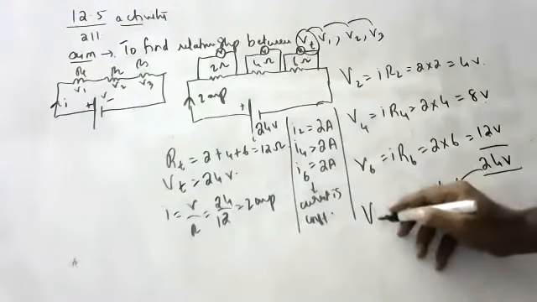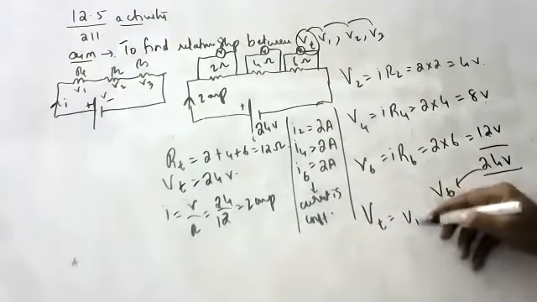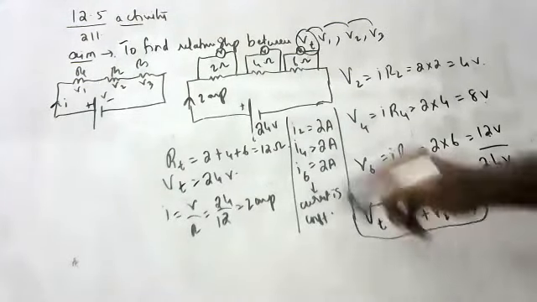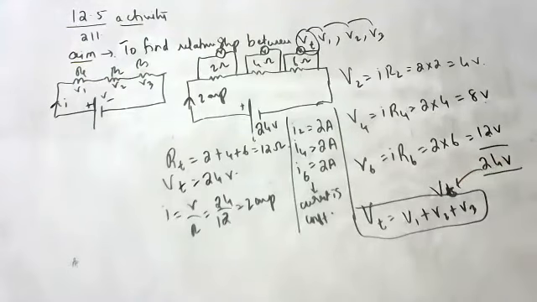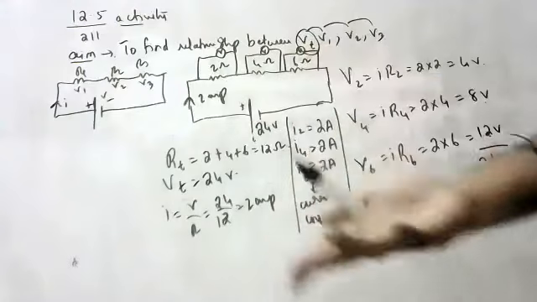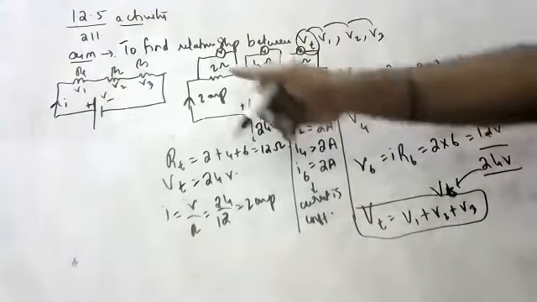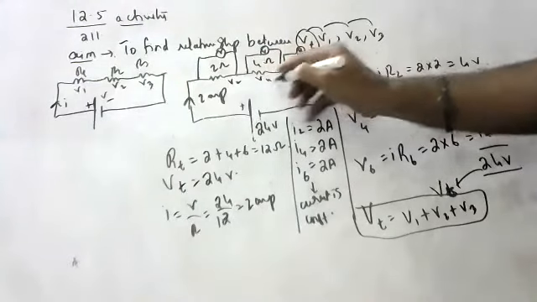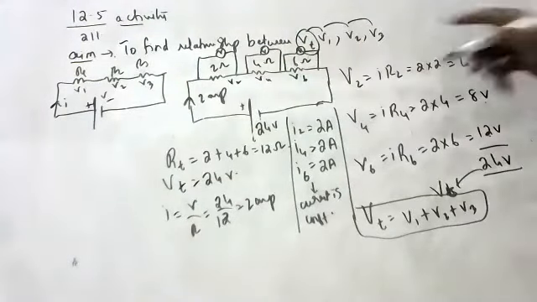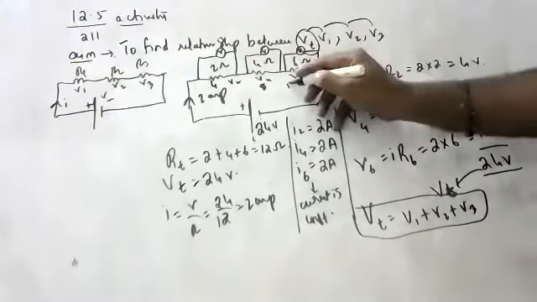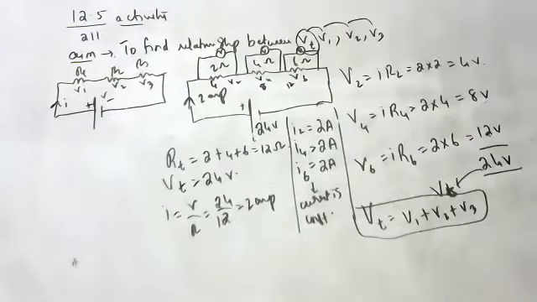So, children, total potential is equal to V1 plus V2 plus V3 always. Battery potential is shared by three of them. If three are equal, they will share equally. If three are different, according to their resistors, they will share. Battery potential will be shared as V2, V4, and V6 across each one. This is becoming 4 volt, this 8 volt, this 12 volt.